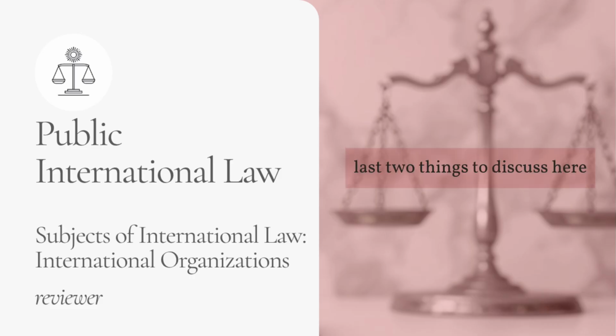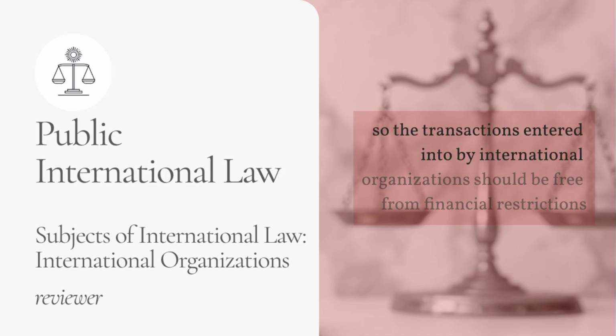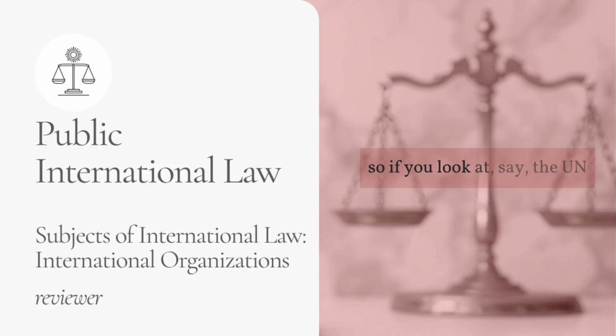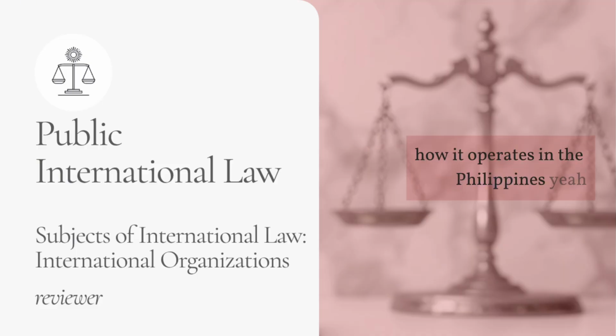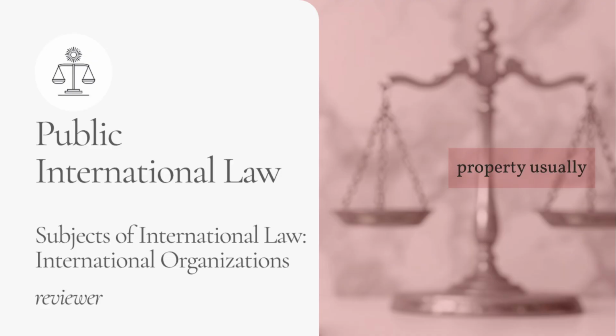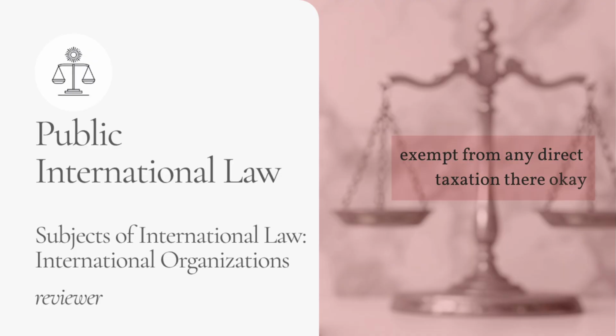Last two things to discuss here: currency and fiscal privileges. So the transactions entered into by international organizations should be free from financial restrictions. So what does this mean practically? How does this operate? They're usually exempt from direct taxation on their assets, on their income, and their property. So if you look at, say, the UN, how it operates in the Philippines, they aren't really levied upon with any taxes. I should know. But so they're granted exception, or they're granted privileges with regards to taxes on their properties, their assets, okay? And then also assets, income, property, usually exempt from any direct taxation there, okay?